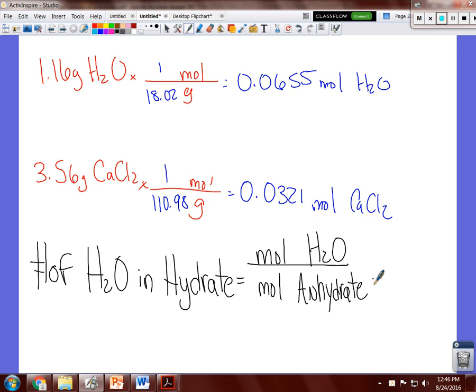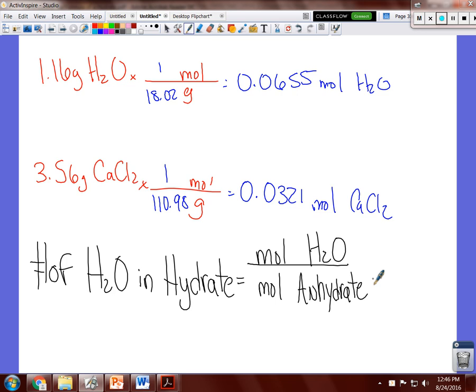Now, if you did this backwards and you did moles of anhydrate over moles of water, what would your answer have come out to be? A fraction or a decimal? And you know you're wrong. You have to come up with a whole number here because you can't have half a water. No, you did it wrong. They're not going to give you a problem that gives you a decimal.